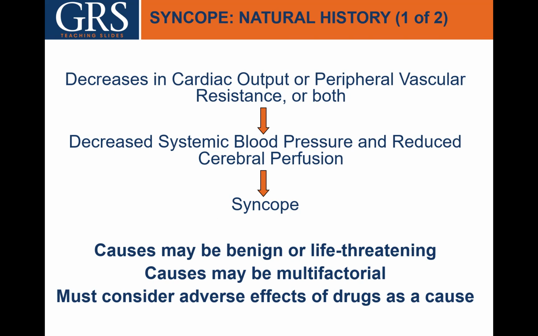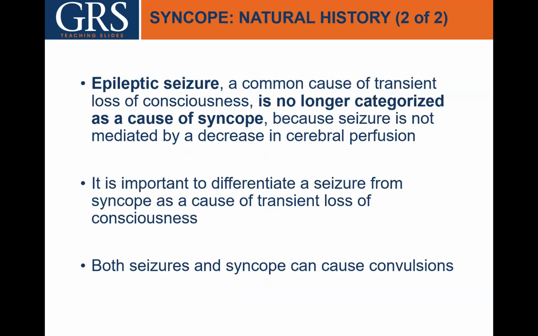So initially, decreasing cardiac output or peripheral vascular resistance can decrease the blood pressure and reduce cerebral perfusion, causing syncope. And the causes may be benign or life-threatening, and may be multifactorial, and we must consider adverse effects of drugs as a cause, especially for older adults.